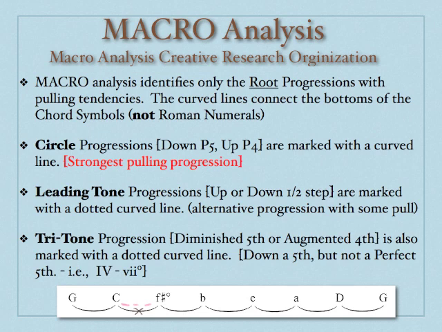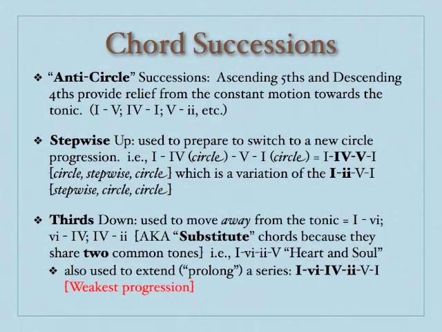So in this example, the C goes to an F sharp diminished. C to F would be down a perfect fifth. C to F sharp is down a diminished fifth, so it's a tritone away and gets a dotted curved line.